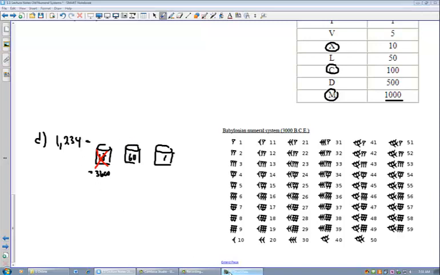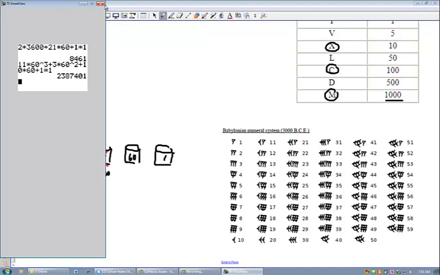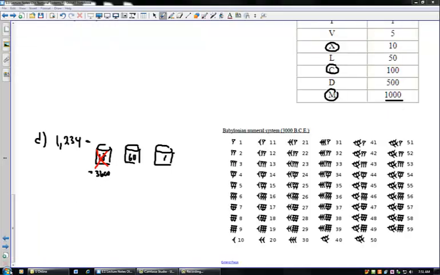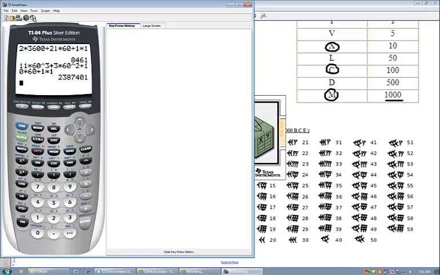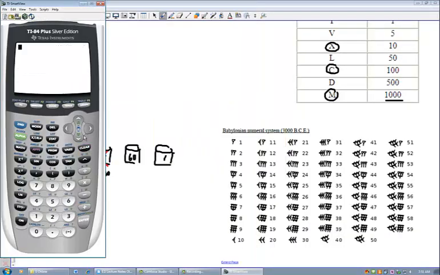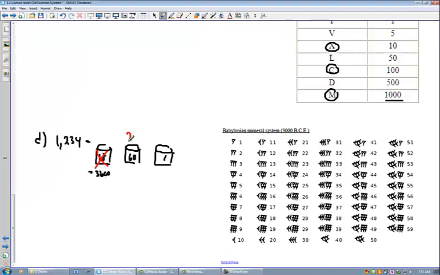And you have a calculator, so you want to use this calculator. Let me pull it out. We want to use this calculator here and figure out how many times 60 goes into 1,234. So we'll divide this by 60, and you'll see it goes into it nicely 20 times. So we're going to put 20 markers, or 20 things, whatever you want to think, in this cup.